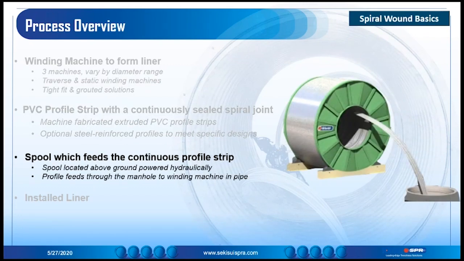The spool that arrives in the field to our installers is mounted on hydraulically powered spool skates, allowing the profile to be fed directly into the manhole, where the winding machinery is positioned to form the liner.